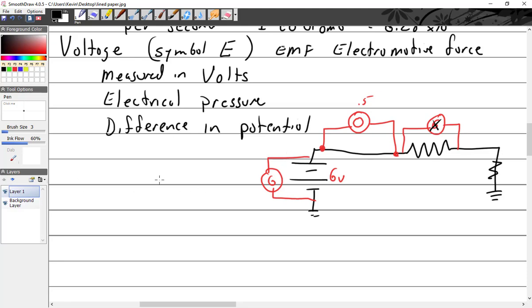All right. Difference in potential. So 1 volt will drive 1 amp through 1 ohm. Who said that? You did yesterday. That's all we need to know. Whose law is that? Ohm's Law.